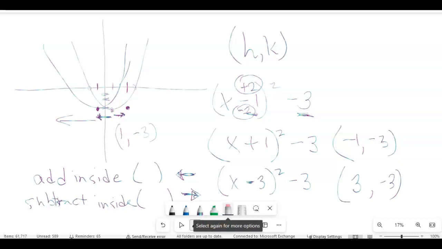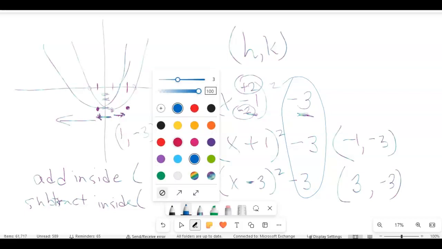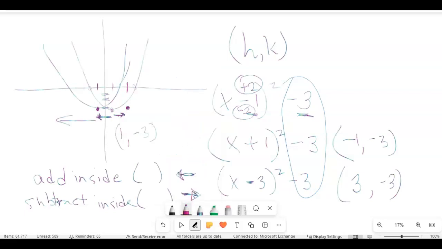Okay? Now, when I want to talk about moving up and down, I'm talking about changing this part outside of that parentheses. And again, this is for when we're looking at vertex form. So if I'm changing this in vertex form, I'm changing this part here. Let me change my color to something we can see a little bit better.